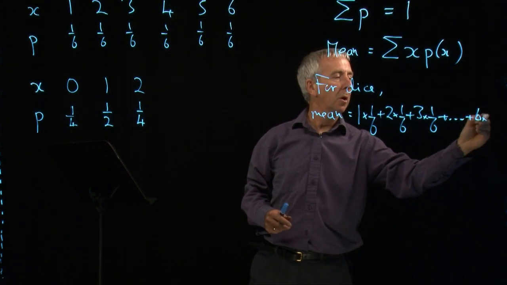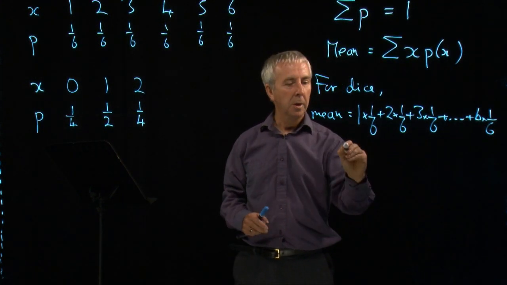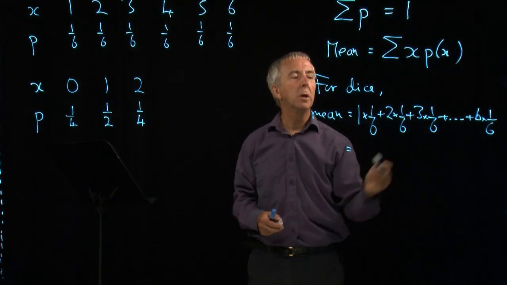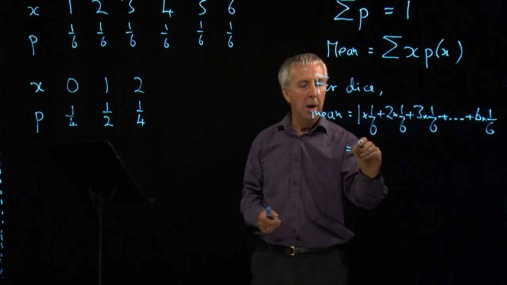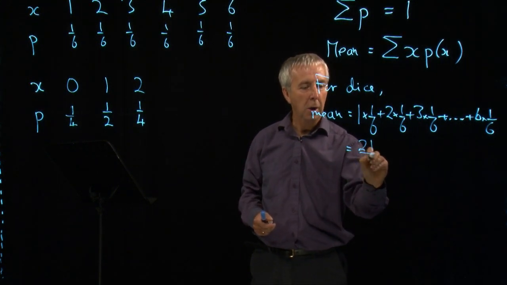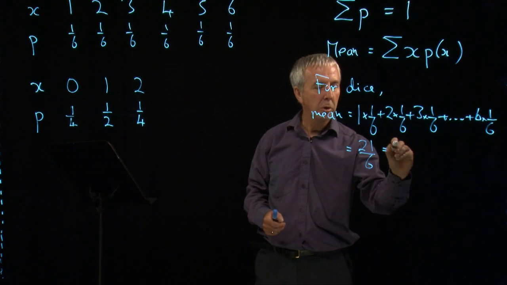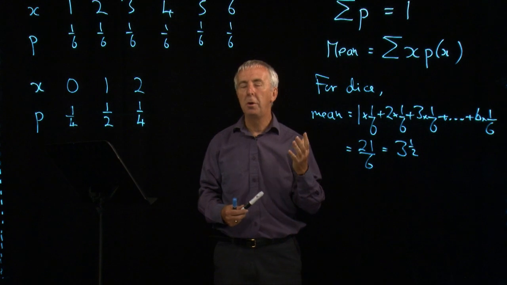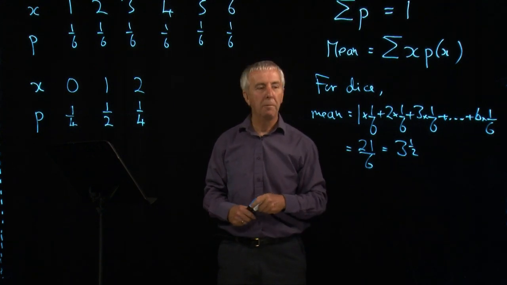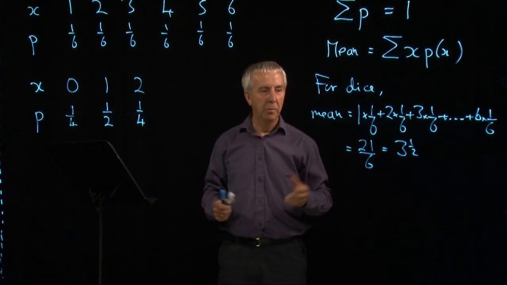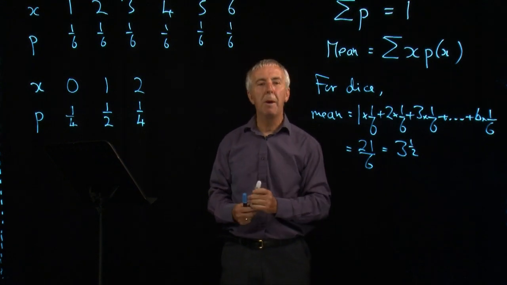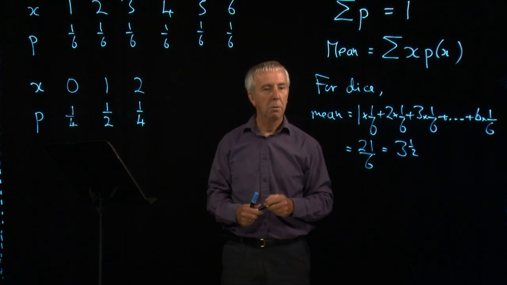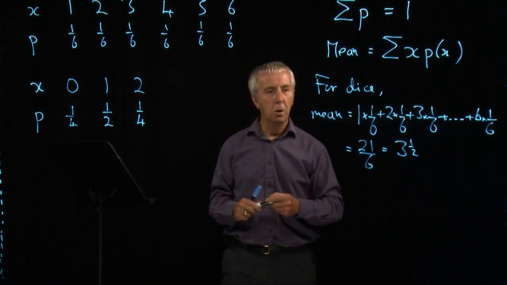And we end up with 6 times 1/6. Now that's an easy one to do because they're all 1/6. I've got 1 plus 2 plus 3 up to 6. If I add those up, I get 21/6, which is 3.5. In other words, the average score on a dice is 3.5. If you rolled it 100 times, your total score would probably be around about 350, and the average, the mean, would be 3.5.